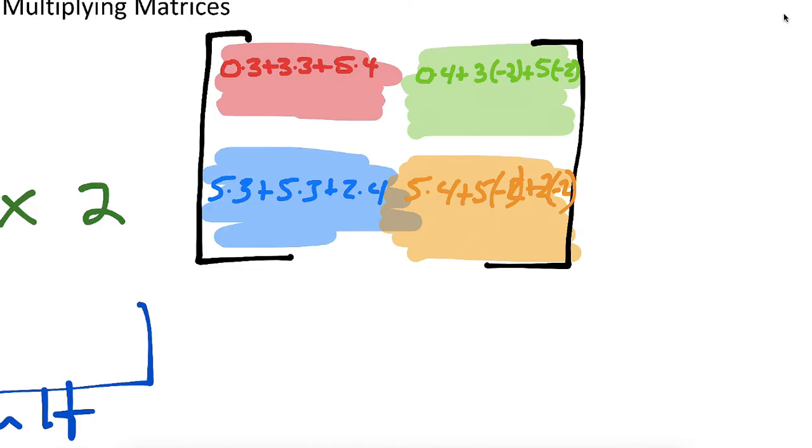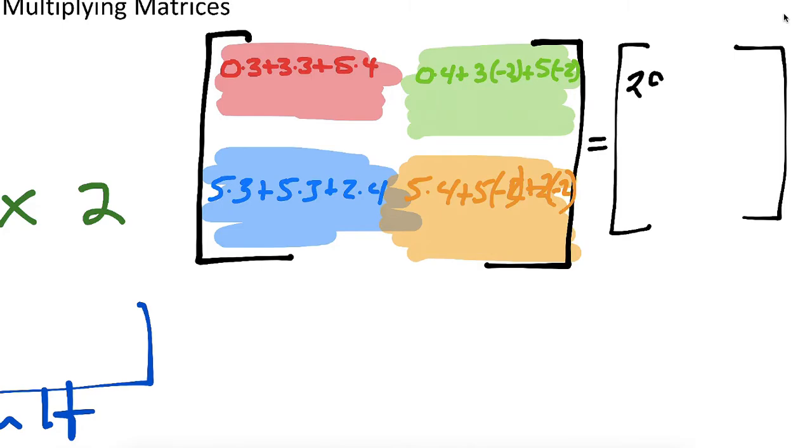So when we get done with this, in the end, what we have is a 2 by 2 matrix. The first one, 0 times 3, 3 times 3, 5 times 4, together that whole thing is 29. Next one, 0 times 4, 3 times negative 2, 5 times negative 2, it's negative 16. 5 times 3, 5 times 3, 2 times 4, that's going to be 38. 5 times 4, 5 times negative 2, 2 times negative 2, I think that's going to be 16.